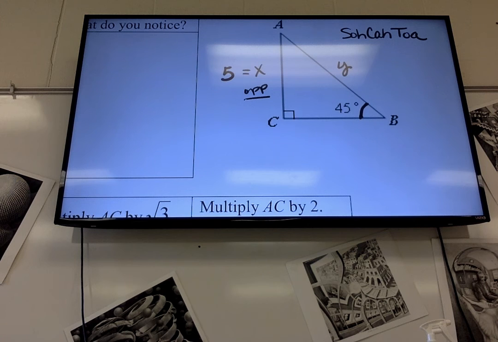So same angle, still angle B, because that's the angle I know, it's 45. I have the opposite side, and what's Y? Hypotenuse. So which trig function has opposite and hypotenuse? Sine. Notice how it has O and H? Could it have been cosine too? Yes, if you had done, yeah, because this angle is also 45 degrees.